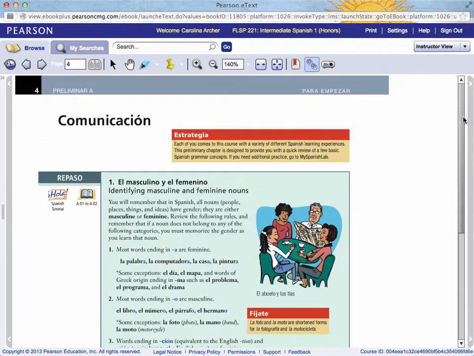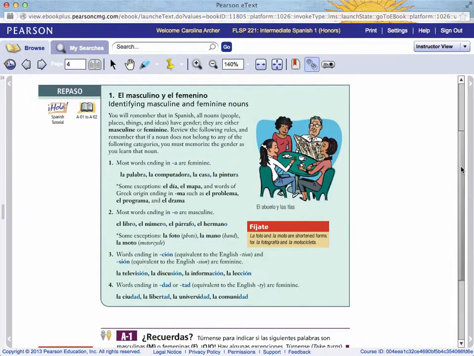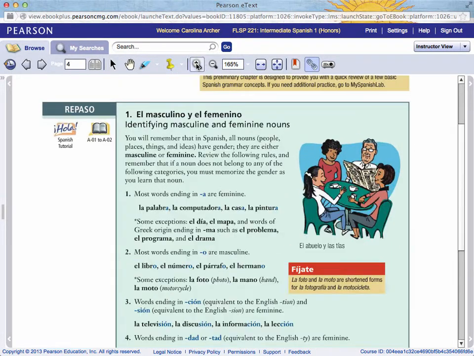Okay, but the first thing that we need to always remember, as you already know, is that in Spanish, nouns and adjectives have not only number but gender. So either they are feminine or they are masculine, okay? So people, places, things, ideas have gender and they have numbers. So they are also going to be singular or plural, okay? Masculine or feminine. So every single noun.